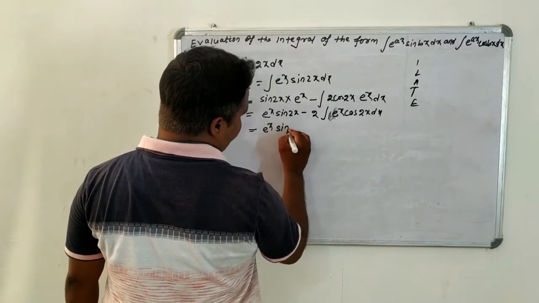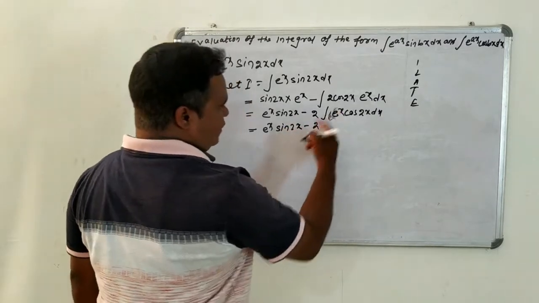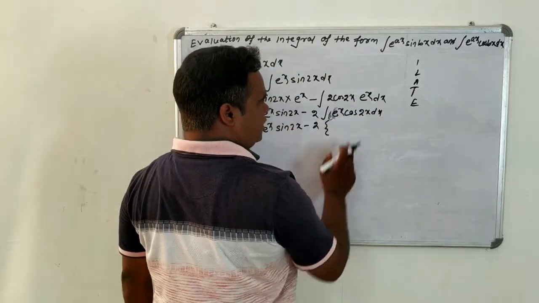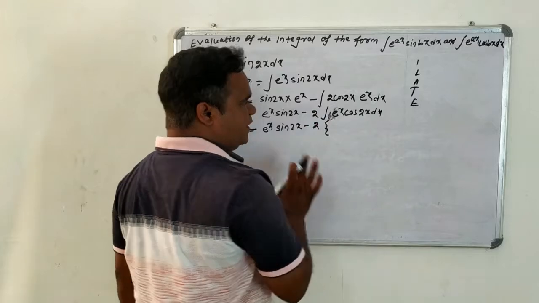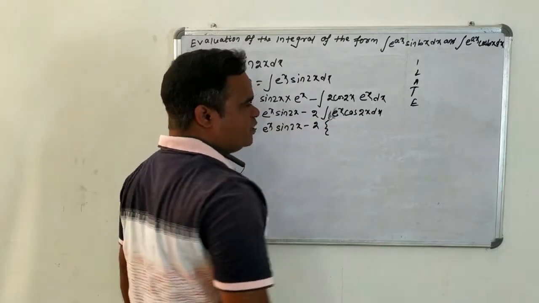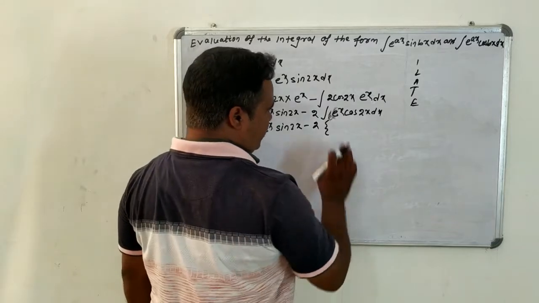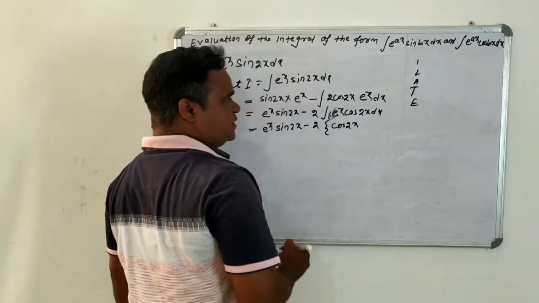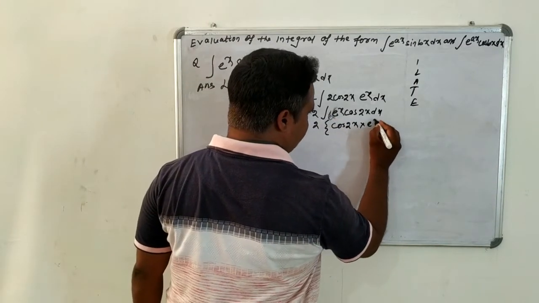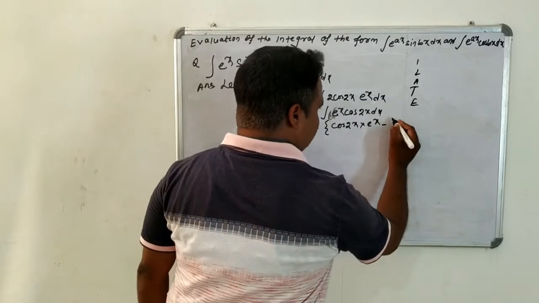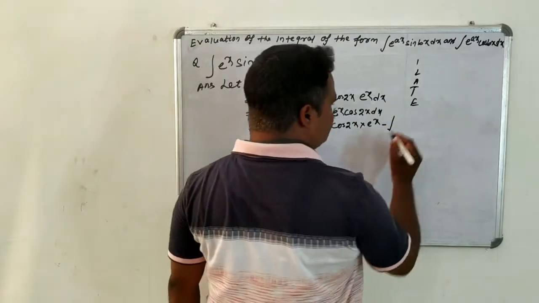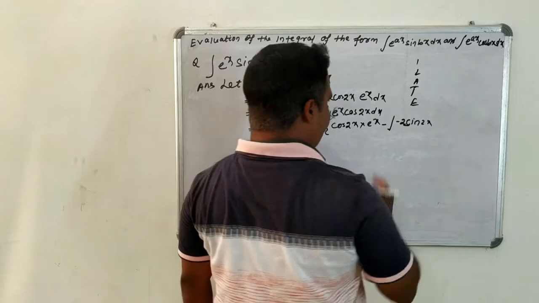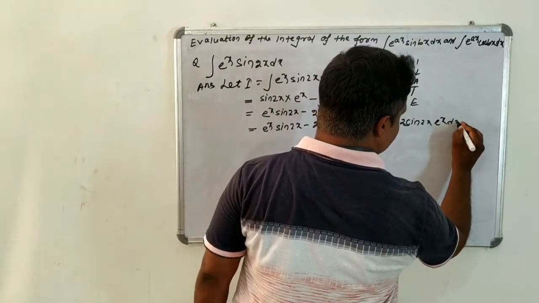e^x sin 2x minus 2 times the bracket of the first and second functions. The first function is the trigonometric function, because with exponential and trigonometric, trigonometric is the first function and exponential is the second function. Alright. So the first function remains constant in integration by parts. So cos 2x is constant, and the integration of e^x gives e^x, minus the integration of the derivative of cos 2x, which is minus 2 sin 2x, times e^x dx.